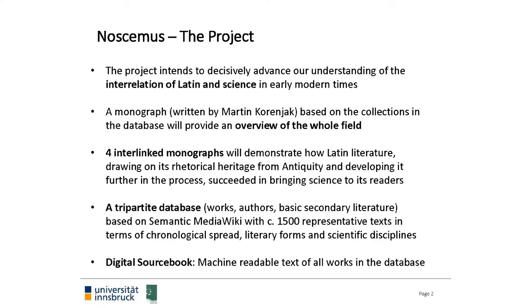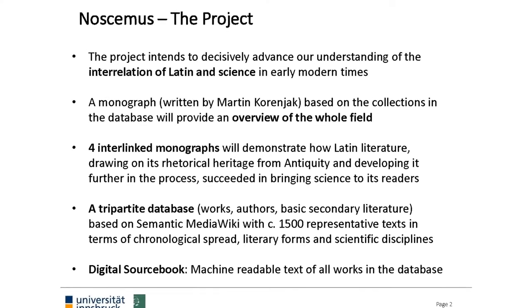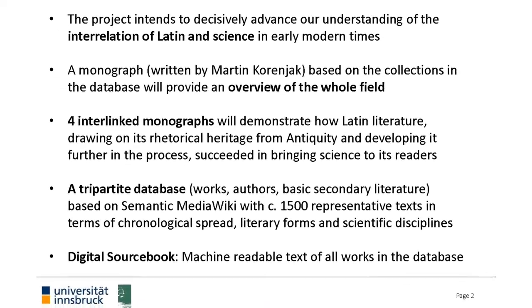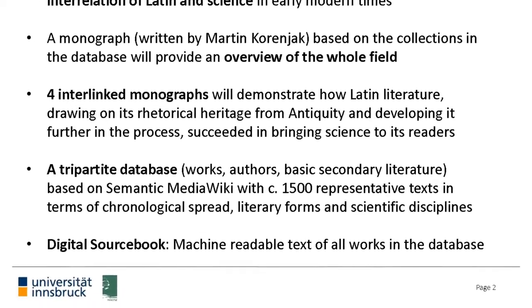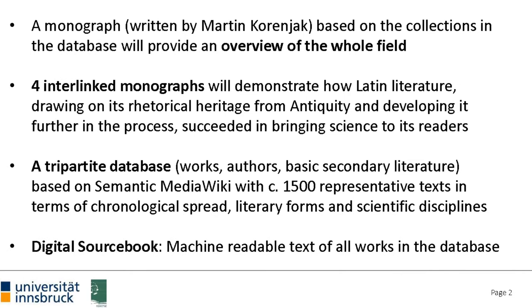The main output of the project are a couple of monographs, a database with about 1,500 representative texts in terms of chronological spread, literary forms and scientific disciplines, and a so-called digital source book. In this digital source book, we want to make all those 1,500 works which are in our database machine readable, and we also want to implement keyword spotting.